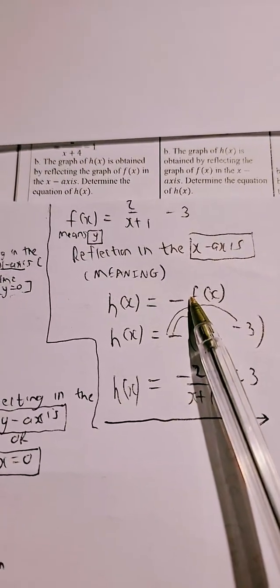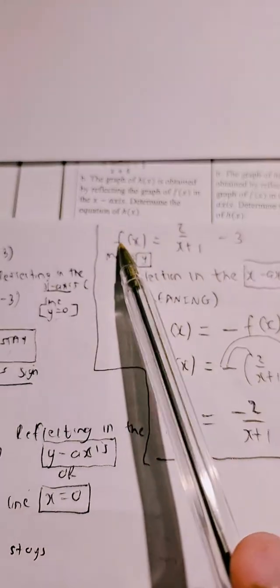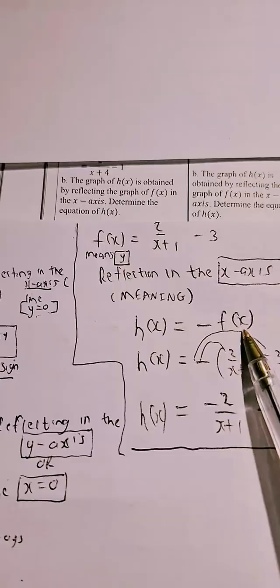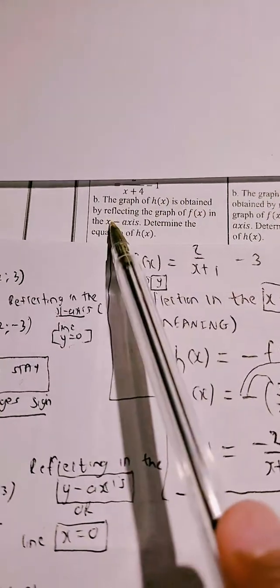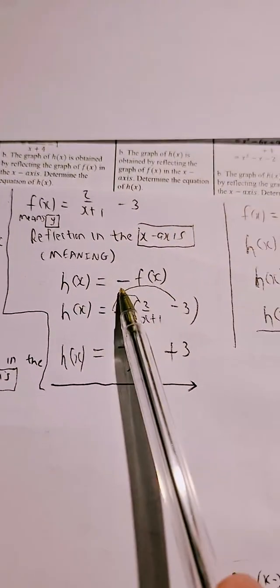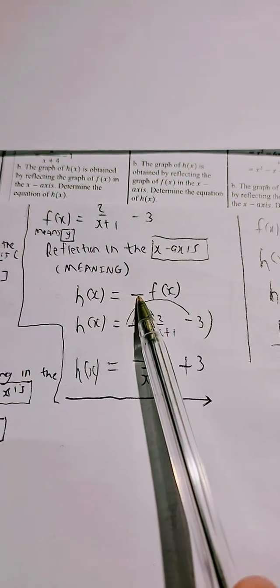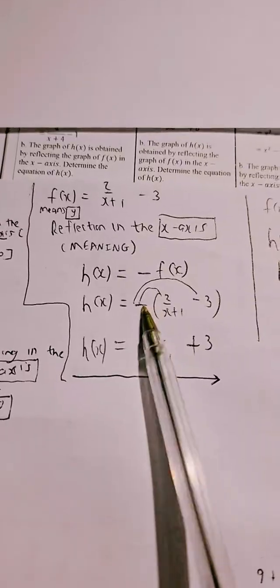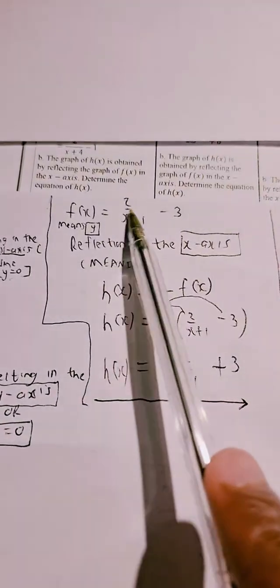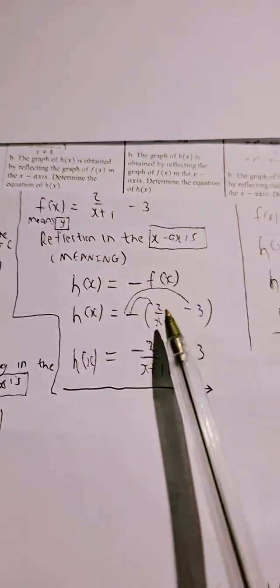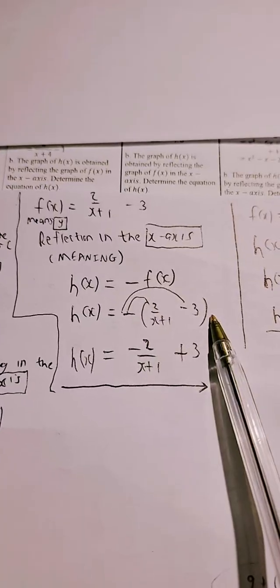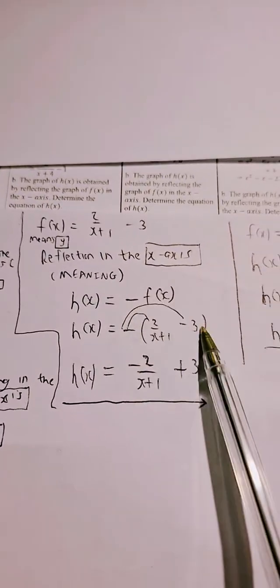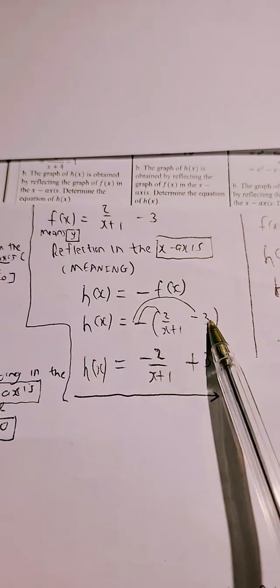Reflection in the x-axis means what? y changes. Remember, f of x means y. Who changes? y of f of x, because f of x is the one that's reflecting in the x-axis. So we say negative. We multiply f of x by negative, because we are changing the sign of f of x. Then look, we substitute f of x, which is 2 over x plus 1 minus 3. This is a function that consists of two terms. We write it in brackets. We take the negative and distribute it inside the bracket. Negative times 2 over x plus 1 is negative 2 over x plus 1. Negative times the negative 3 is positive 3. This is the new function h of x.